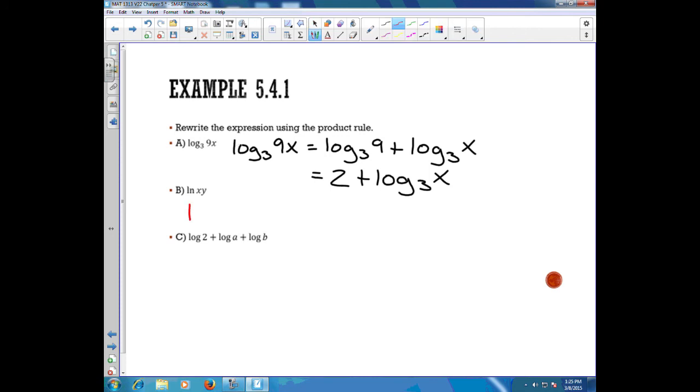For the second example, we have the natural log of x times y. And the natural log of x times y, well, we have a product. We can rewrite this as the natural log of x plus the natural log of y.